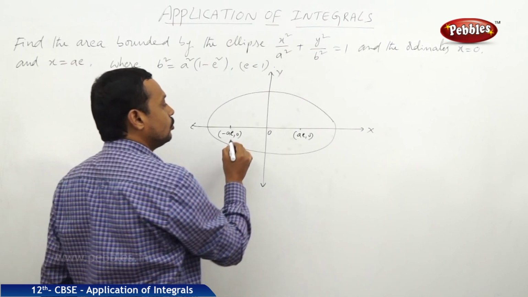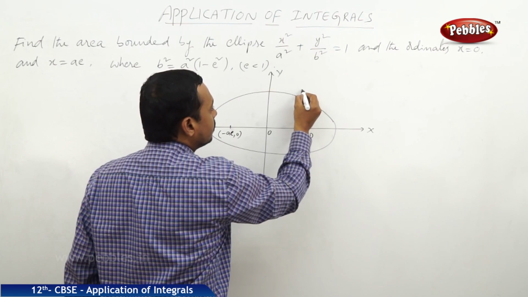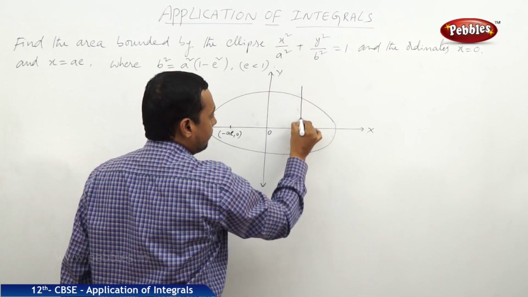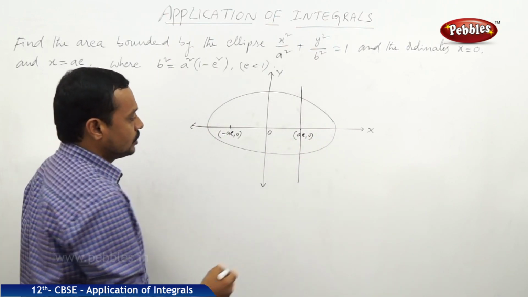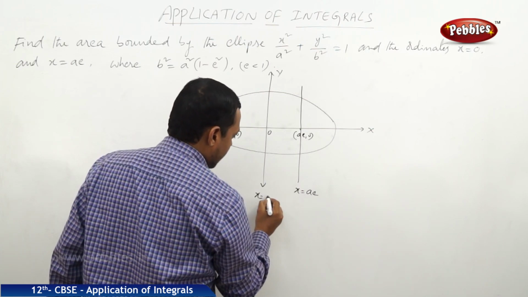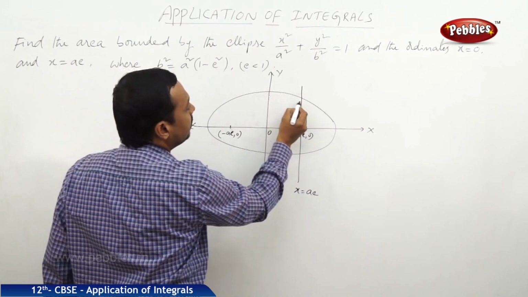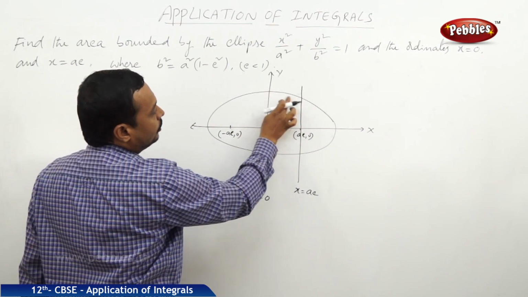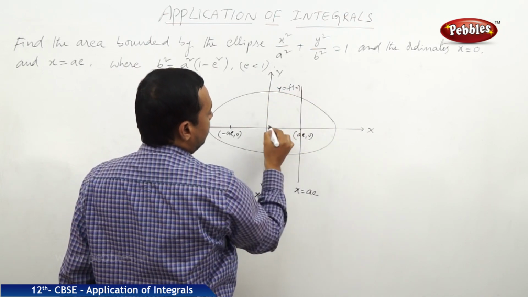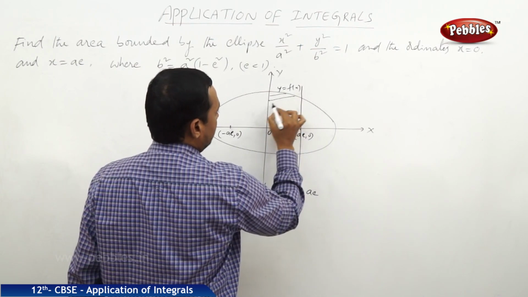So now these are the two foci of the ellipse. The line x = ae is parallel to the y-axis and passes through this point. Now this is the straight line x = ae, and this is x = 0. We have to find the area bounded by the curve y = f(x) between x = 0 and x = ae. This is the part required.